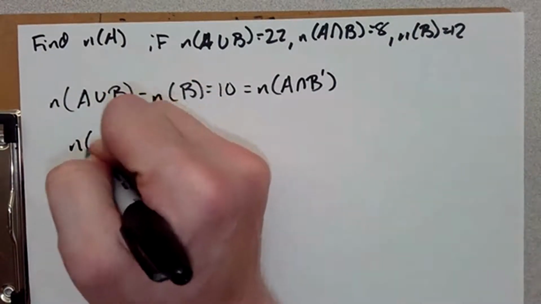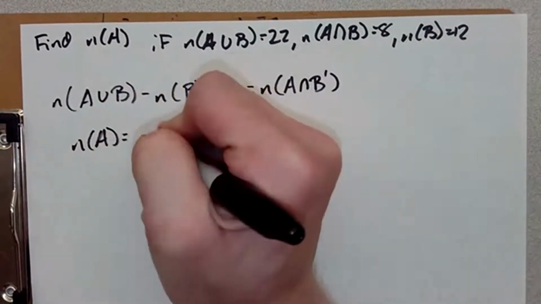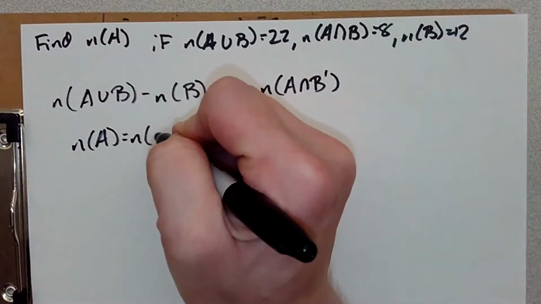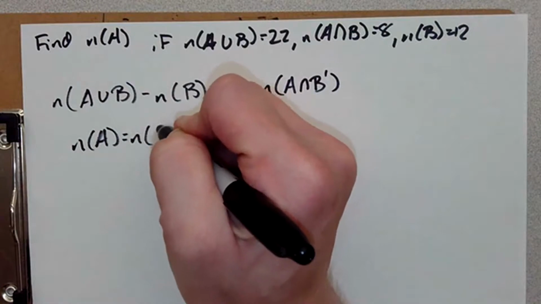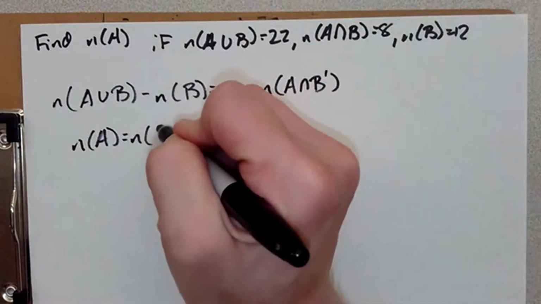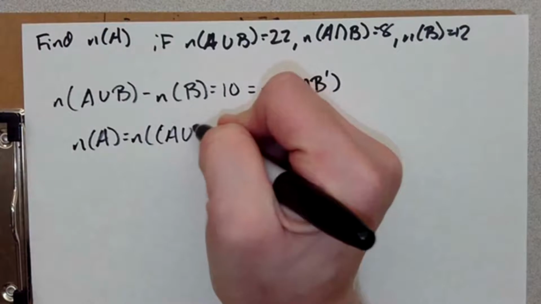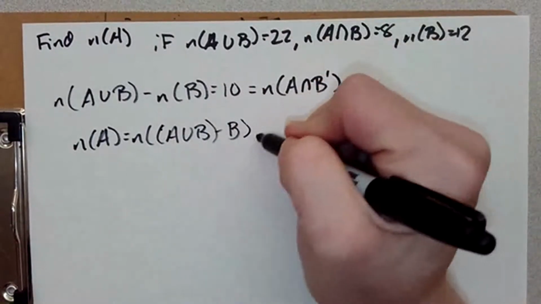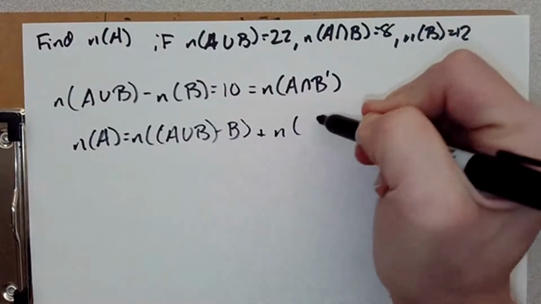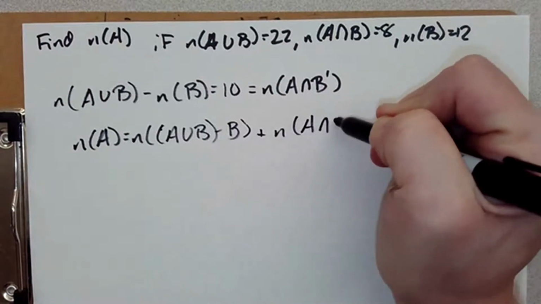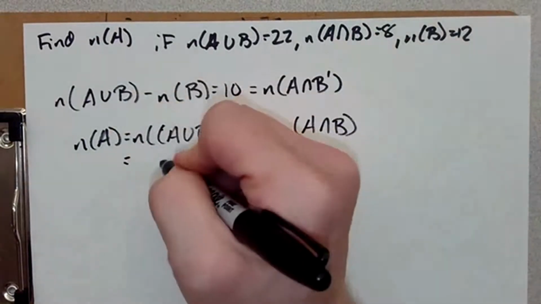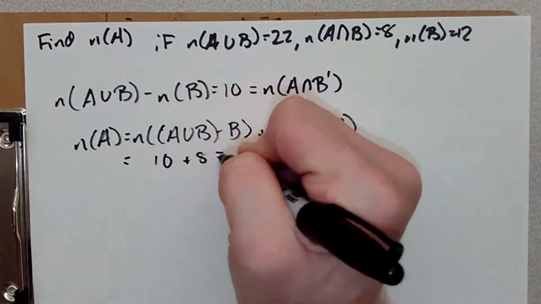So the number of elements in A is equal to the number of elements in A union B minus B, plus the number of elements in the intersection, which is 10 plus 8 is 18.